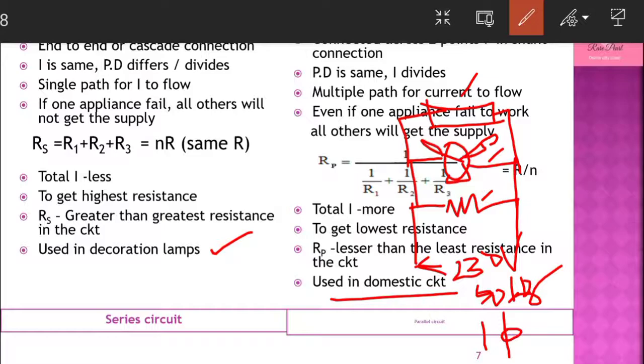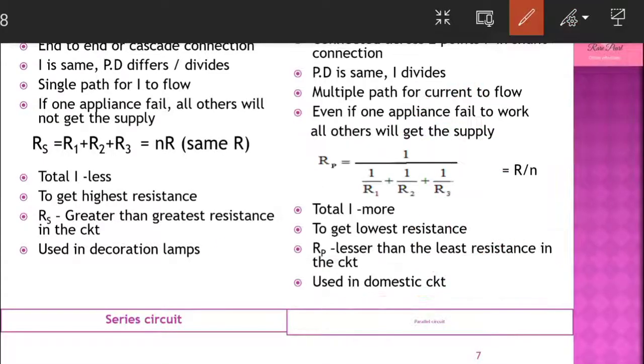What if we connect all these appliances, fan, refrigerator, TV and all the equipment in the house, in series? What will happen? If one equipment fails, then all the other equipment will not be able to get the supply. So that is the advantage of connecting the equipment in parallel. Hope you understood.